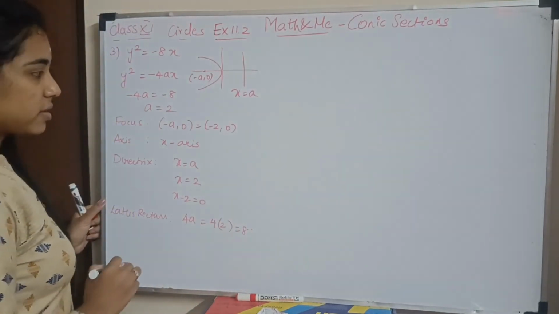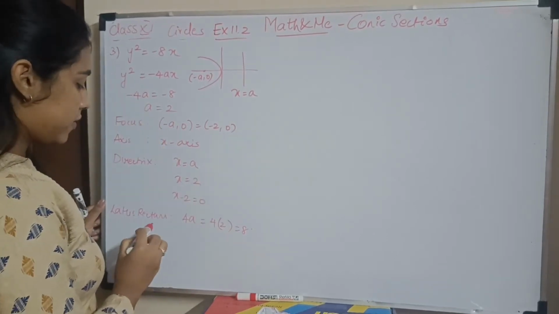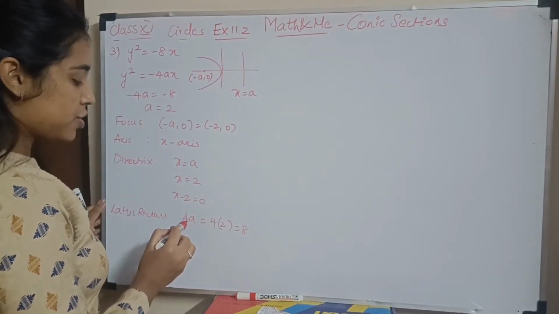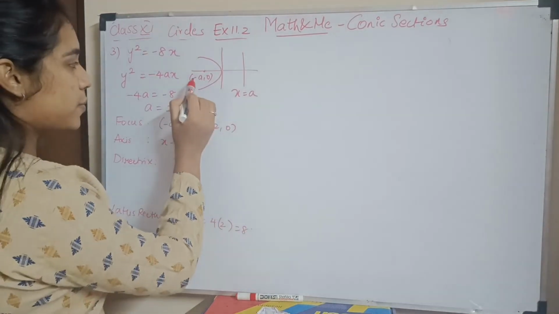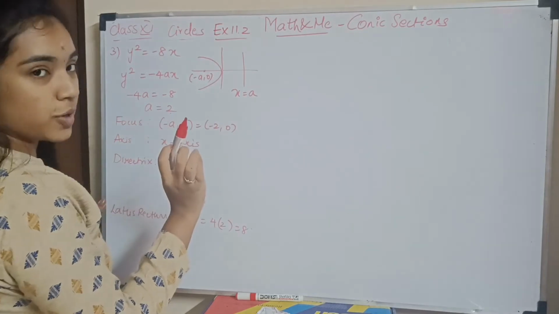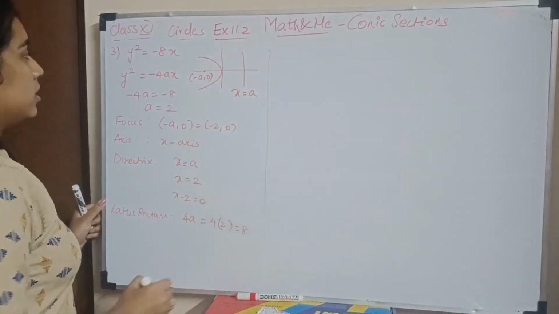Okay. Always remember your a value is always positive because if the length of the latus rectum is 4a, when you substitute 4 times a negative number, your length cannot be negative. It is the focus point which is negative, but your a is always positive. That's why you have a minus a here. Okay. Next question.